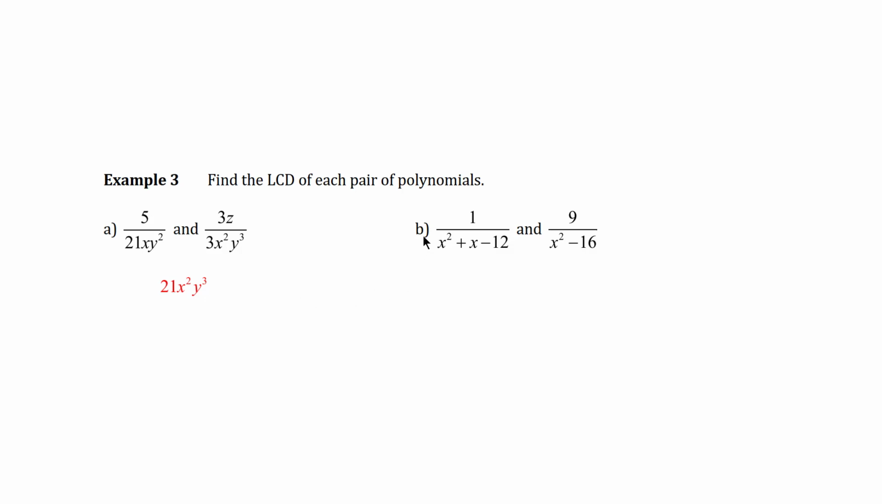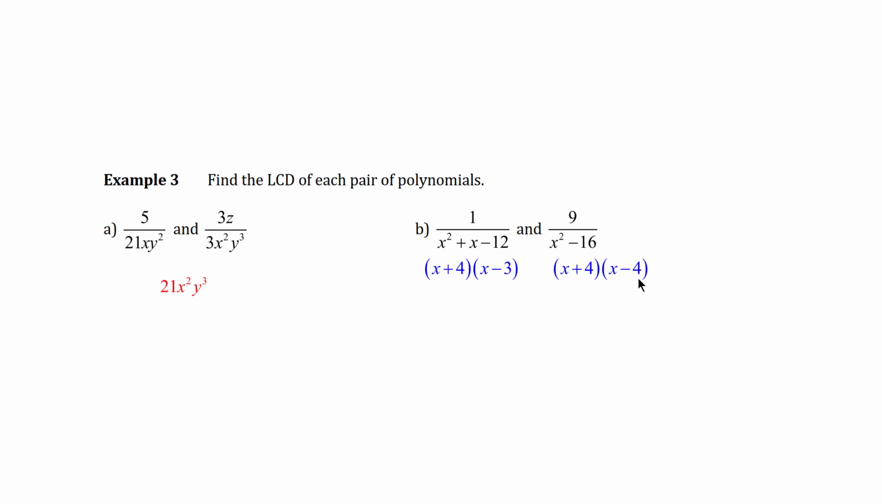Moving on to part B, we have 1 divided by x squared plus x minus 12 and 9 divided by x squared minus 16. The first step is factoring the denominators. So we could factor x squared plus x minus 12 using the x method. The result is parentheses x plus 4 times parentheses x minus 3. For the x squared minus 16, we could factor that as a difference of squares. We get parentheses x plus 4 times parentheses x minus 4.